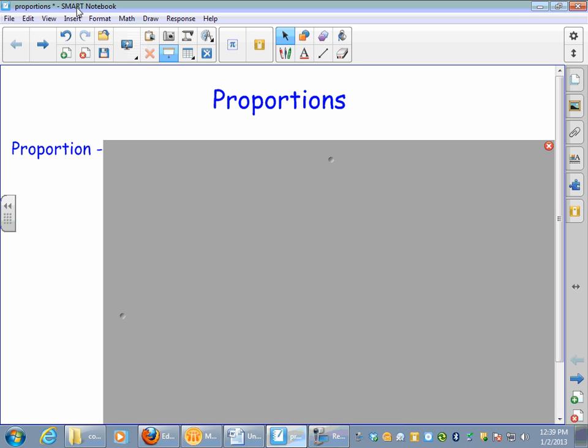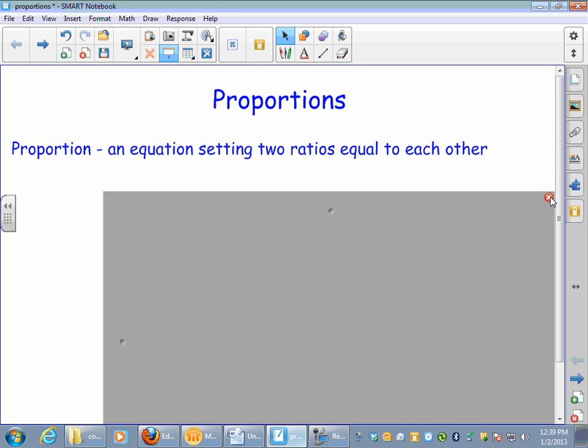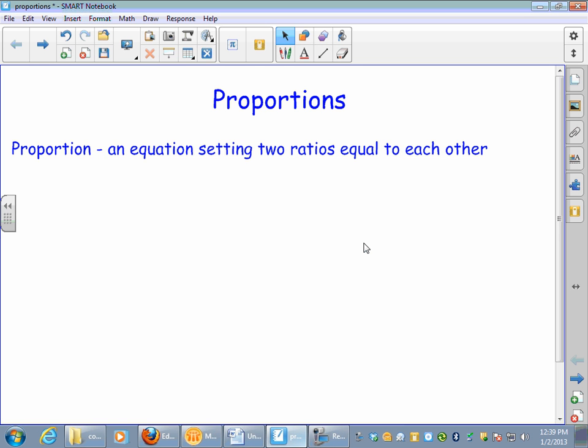Okay, so today we're going to talk about proportions. And just like last time, we're going to start with vocab. So, the definition of a proportion is an equation that sets two ratios equal to each other. So, it's going to look something like 1/3 equals 3/9. Okay, those are two ratios, and they are indeed equal to each other.